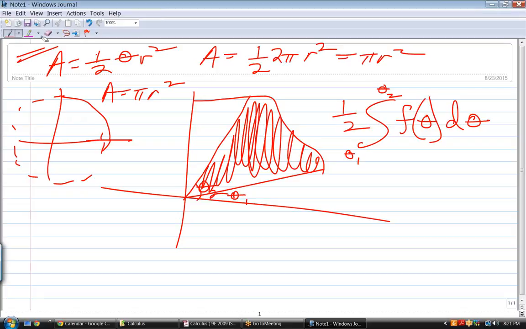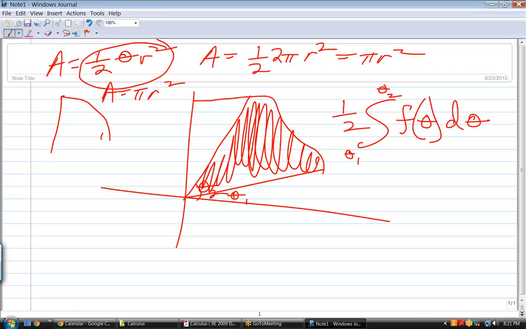In other words, whenever you have a formula like this, always make sure that it works for geometric shapes that you know the area of. We know the area of a circle is pi r squared, so therefore the area of a sector, if it was a quarter circle, has to be 1/2 theta r squared. And by that reasoning, when you have the area of part of a sector like that, it's still 1/2 theta r squared, as long as theta is in radians.